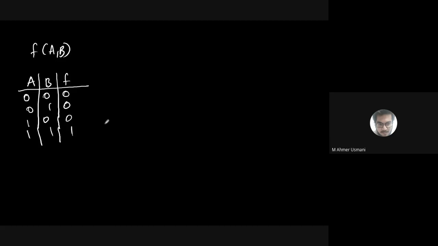So if you write the SOP for this, what will be the SOP? Can someone tell me what will be the SOP for this? You write SOP only for ones, not for zeros. Ones. So what will be the SOP for this?